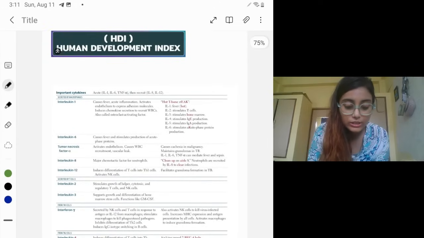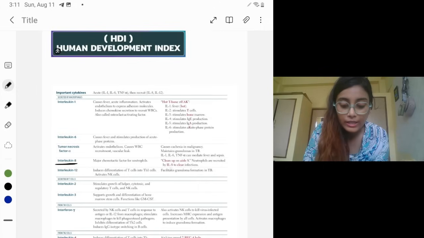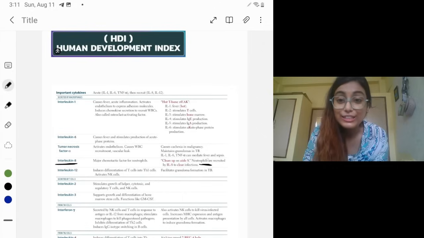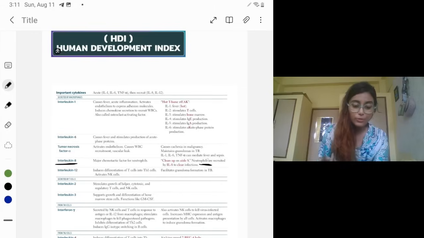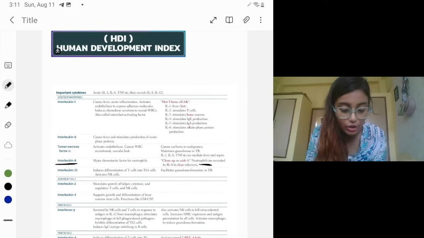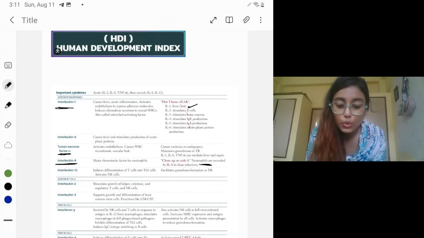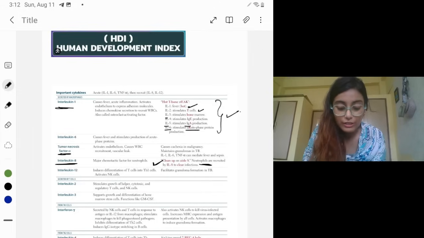Now they had asked what is interleukin 8's role. So it calls neutrophils. They have given a mnemonic in First Aid, "clean up on aisle 8." So IL-8 is going to call neutrophils for you. Then TNF-alpha causes cachexia in malignancy. It maintains granulomas in TB. And then IL-1 is for fever. 2 is for T cells. And 3 stimulates the bone marrow. 4 will stimulate IgE production. 5 will stimulate IgA production. And 6 will call acute phase reactants. So if you remember this and this, a lot of your MCQs will get easy.